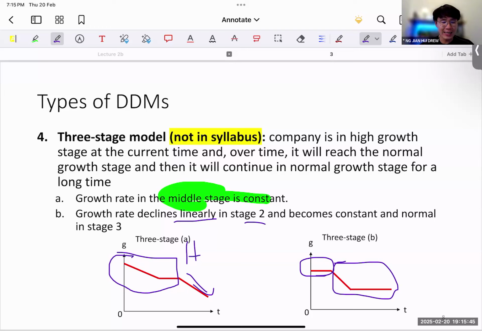So for this three-stage model, you just need to know that this kind of model exists, and how you can understand it: there is first an H model here and then a decline, or a flat growth and an H model here, right? But you do not really need to use this model in your valuation.